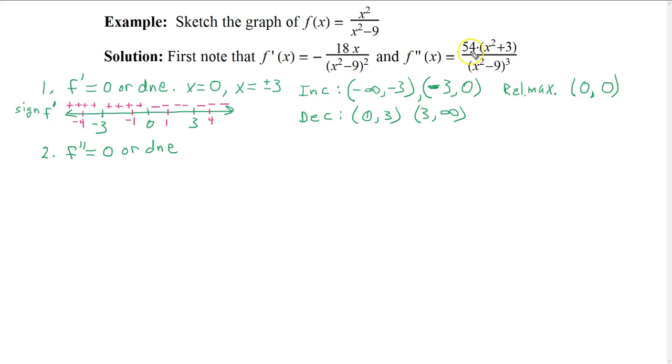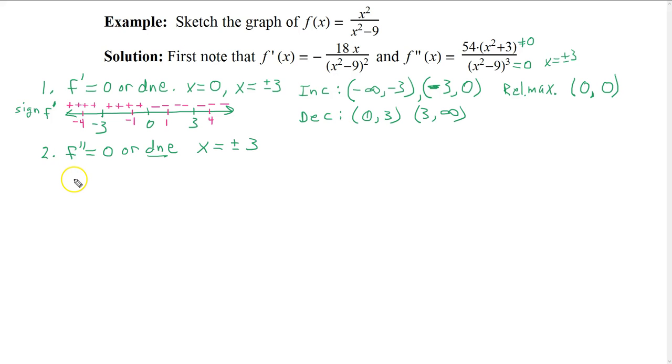Let's see, the numerator is never equal to 0, right? x squared plus 3, that is never 0. The denominator does equal 0 when x is plus and minus 3 again. So that's where we're going to have critical numbers for f prime, where the second derivative is 0 or does not exist. So f double prime does not exist at plus and minus 3. And it's not equal to 0 anywhere. We don't have to worry about it equaling 0 because the numerator is never 0.